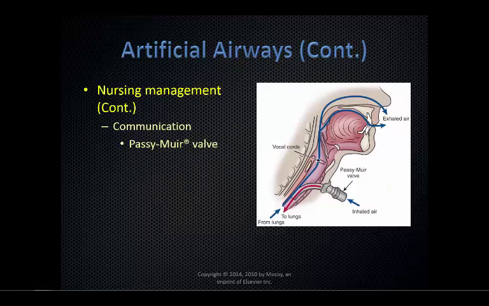A number of interventions can facilitate communication in a patient, and one of them is this. In the picture, you can see that there is a device on the tracheostomy called a Passy-Muir valve. This allows the patient to inhale air, and then it acts as a kind of fake vocal cords and allows for communication. There are other devices out there that will facilitate the ability of the patient to verbalize.